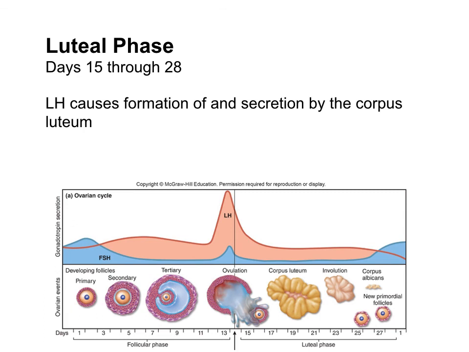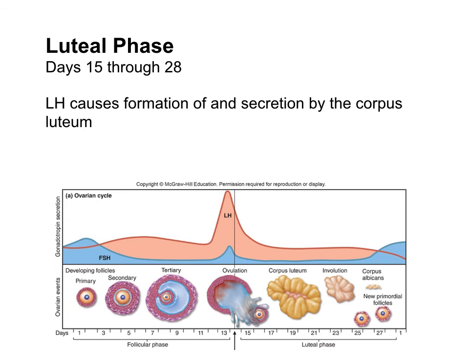After ovulation, we shift into the second phase of the ovarian cycle, which is called the luteal phase. The luteal phase extends between days 15 through 28 of the ovarian cycle. The high levels of luteinizing hormone after ovulation cause the remnants of your mature ovarian follicle to form a corpus luteum. It also causes the corpus luteum to begin secreting its hormones, the primary of which is called progesterone.